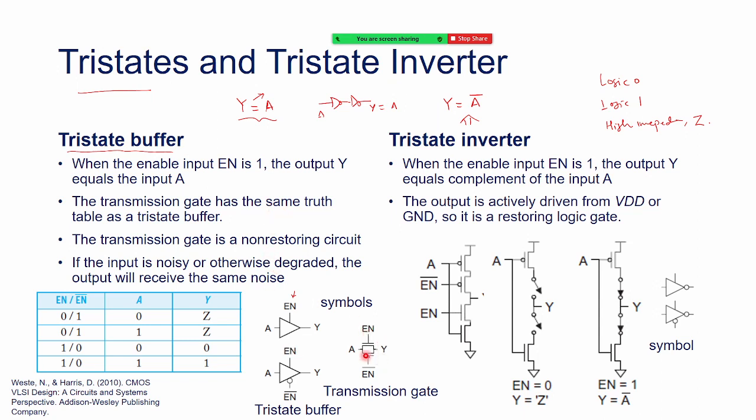Transmission gate, this is also the same truth table, and we call it a non-restoring circuit. Can anybody tell me why we are calling this transmission gate, or let's say this buffer, a non-restoring circuit?